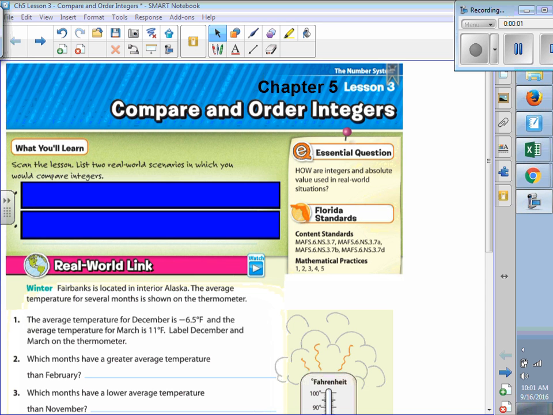Chapter 5, Lesson 3 is compare and order integers. So we want to scan the lesson and list two real-world scenarios in which we would compare integers.